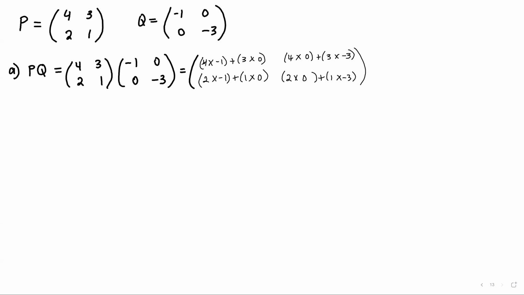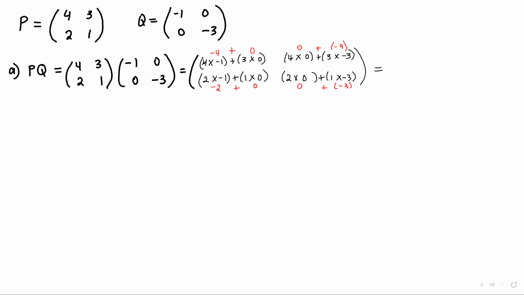Right, so let's simplify. 4 times -1 is -4. 3 times 0 is 0. 2 times -1 is -2. 1 times 0 is 0. So -4 plus 0, -2 plus 0. 4 times 0 is 0 plus 3 times -3 is -9. 2 times 0 is 0. 1 times -3 is -3. So all of that now would be our final answer.